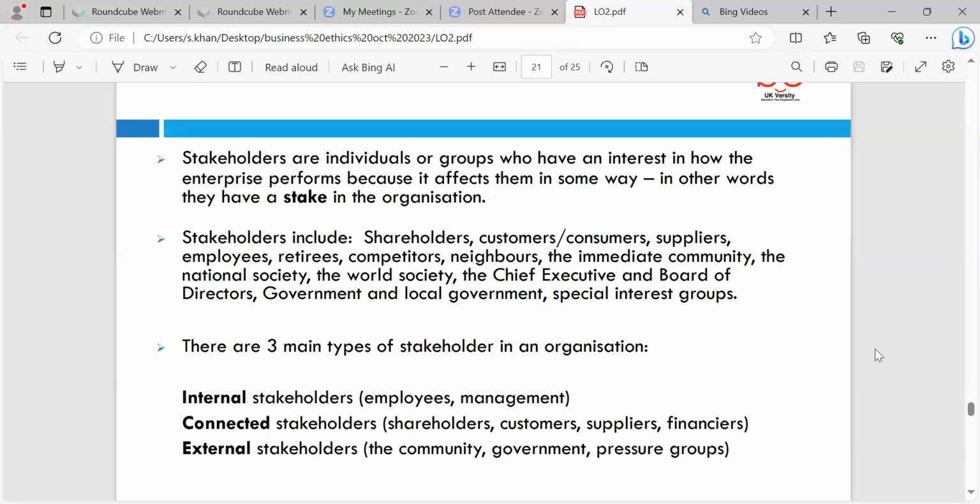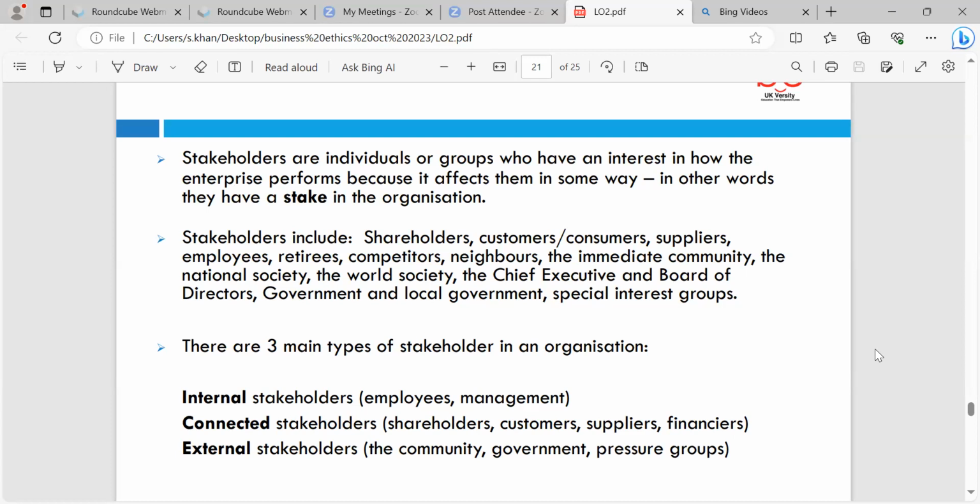Stakeholders. Stakeholders are individuals or groups who have an interest in how this enterprise performs because it affects them in some way. In other words, they have a stake in the organisation. Stakeholders include shareholders, customers, consumers, suppliers, employees, retirees, competitors, neighbours, the immediate community, the national society, the world society, the chief executive and the board of directors, government and local government, special interest groups.